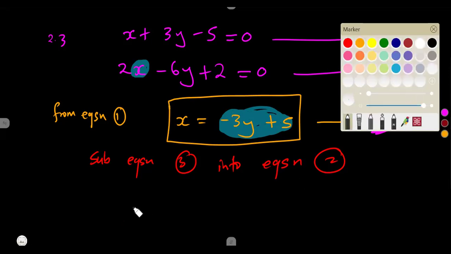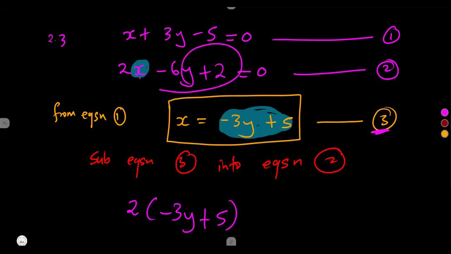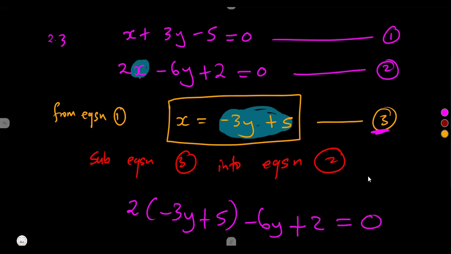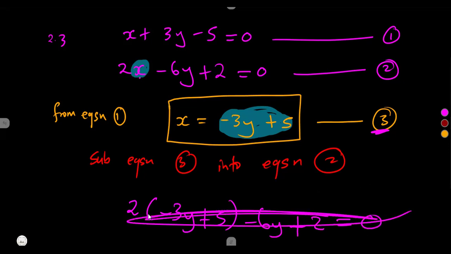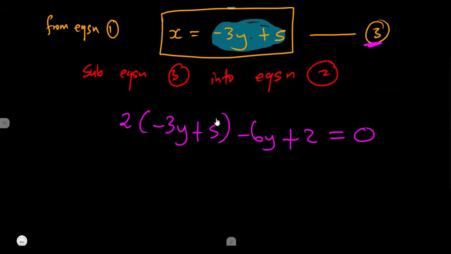Okay. So we were going to have 2 into x. Our x is this. We put back that as it is, minus 3y plus 5 as it is, minus 6y plus 2 as it is. It is remaining. There's nothing that we can substitute there. We have an equation of y. We do not have x. It's only y that we have.